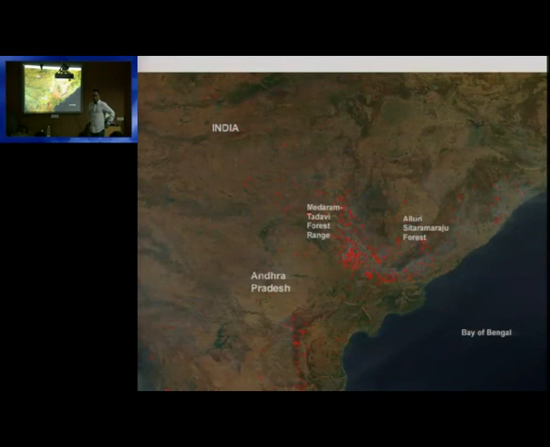What is this? Any idea? See, this is a map of India. This is India. This is Telangana. This is Andhra, Orissa, something. Now, any idea what this is? Yeah, this red color and the smoke, this is satellite imagery. This is a forest fire in India.